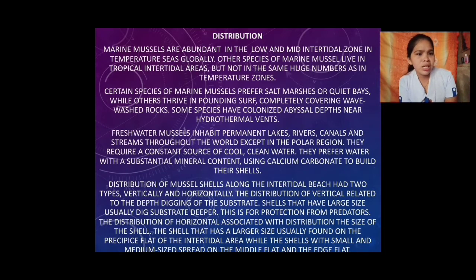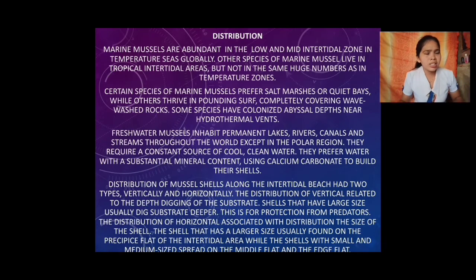Distribution of mussels along the intertidal beach had two types, vertically and horizontally. Naasay duha ka distribution sa beach. Ang vertically and horizontally, pabarog o pahigda. The distribution of vertical related to the deep digging of the substrate. Shells that have large size usually dig substrate deeper.